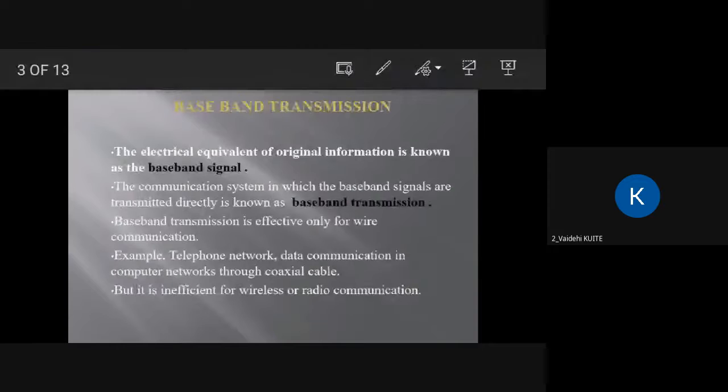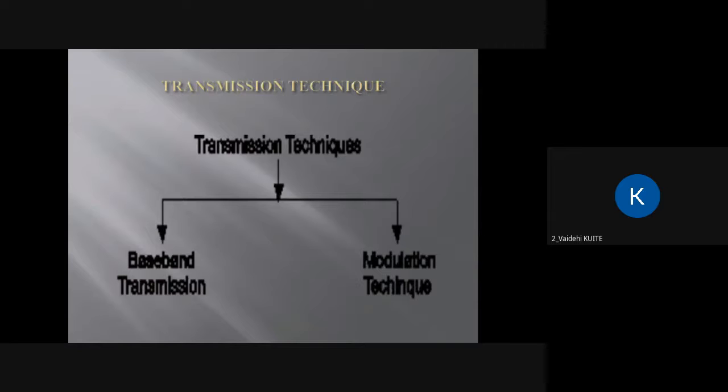The transmission technique is broadly classified into baseband transmission and modulation transmission. Baseband transmission: the electrical equivalent of original information is known as baseband signals. The communication system in which the baseband signals are transmitted directly is known as baseband transmission.